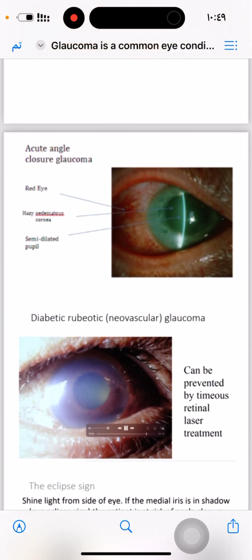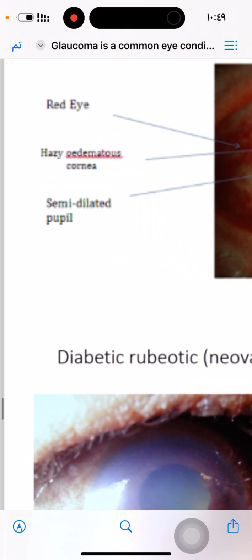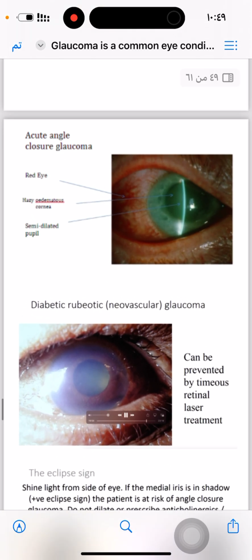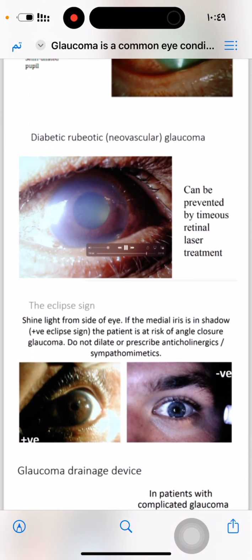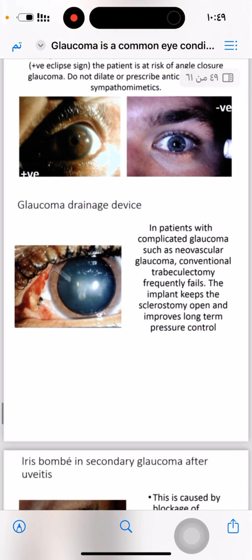As you see, acute angle closure, heavy edematous cornea and semi-dilated pupil. It can be treated with laser. This later.